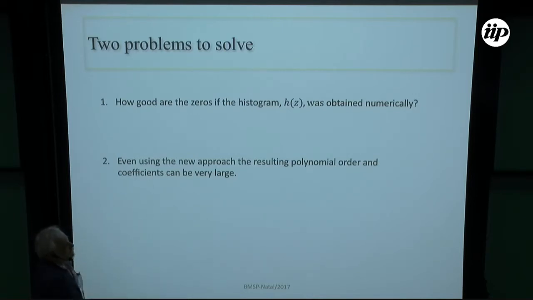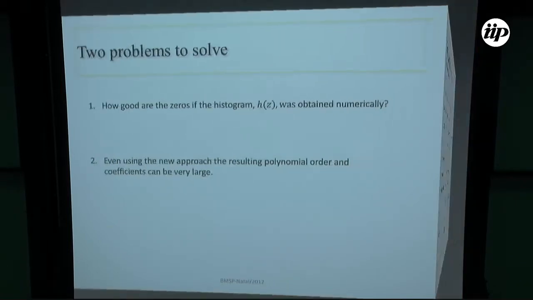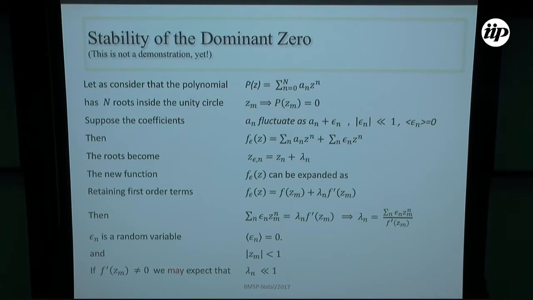And the second is that even using this trick, the coefficients are okay, but the order of the polynomial sometimes still becomes very, very large. It depends on the size of the volume of your system. But in the first case, I try to demonstrate something, the convergence.